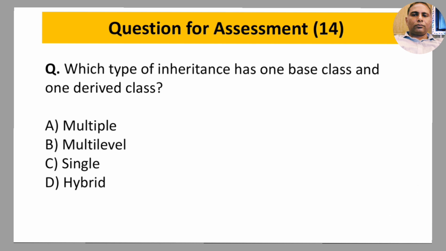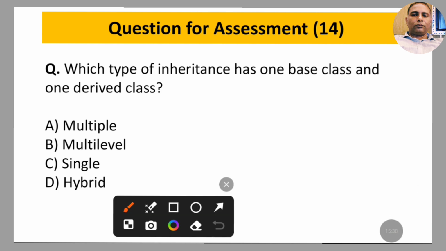The question for the next lecture is: which type of inheritance has one base class and one derived class? So we have to answer the inheritance type which has only one base class and one derived class. The options for you are multi-level, single, and hybrid inheritance.